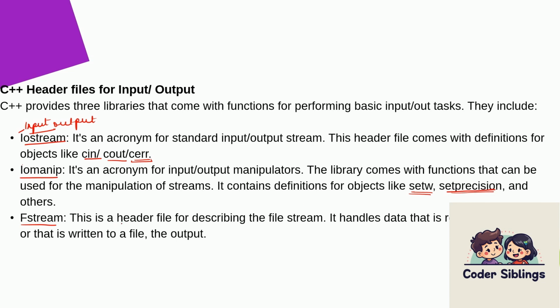fstream is a header file that is used for describing the file stream. File stream basically handles all of the data that can be fed to a file as input or that can be written into a file as output, right?